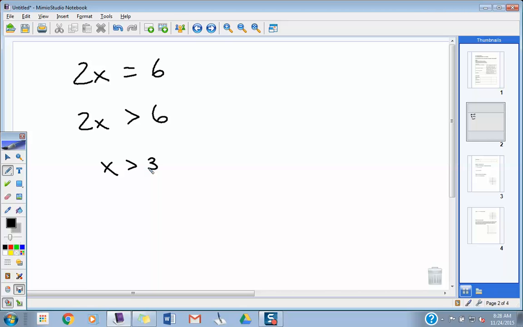Faith, help me out. So there's many numbers that are bigger than 3, right? So there's going to be multiple solutions today. And that's exactly what we're going to start looking at today.